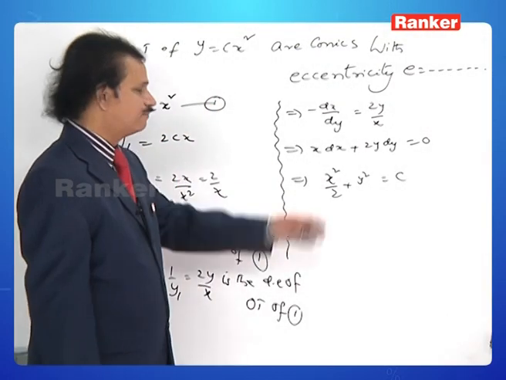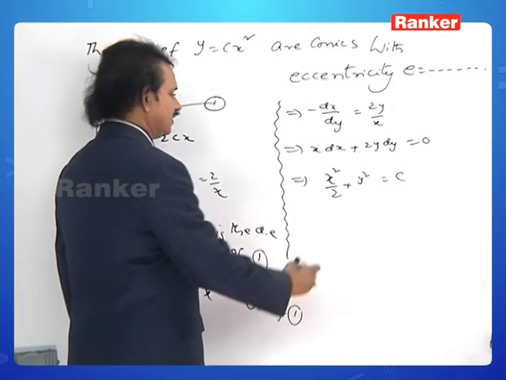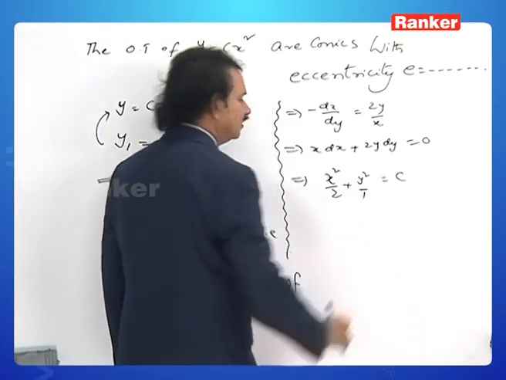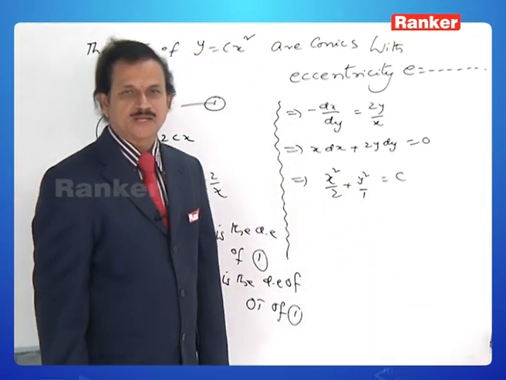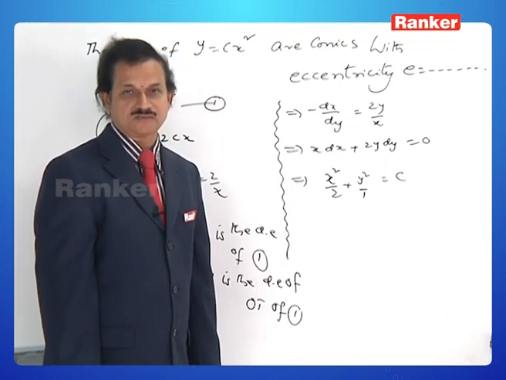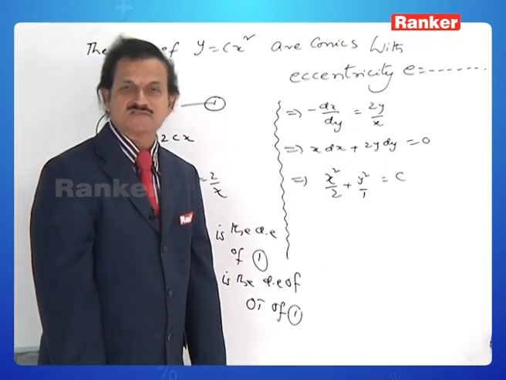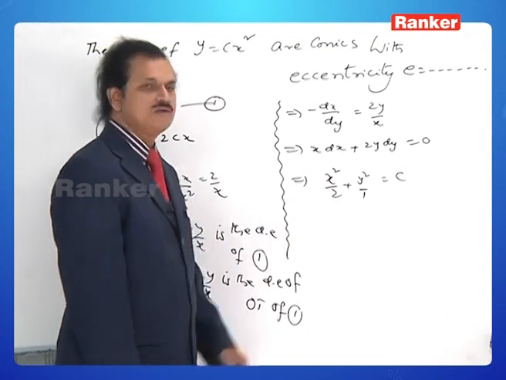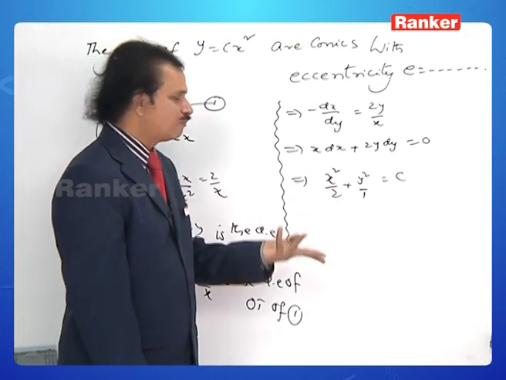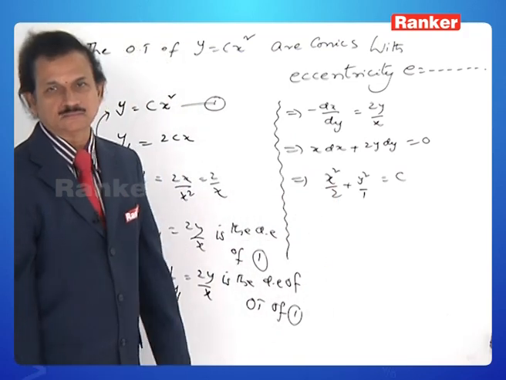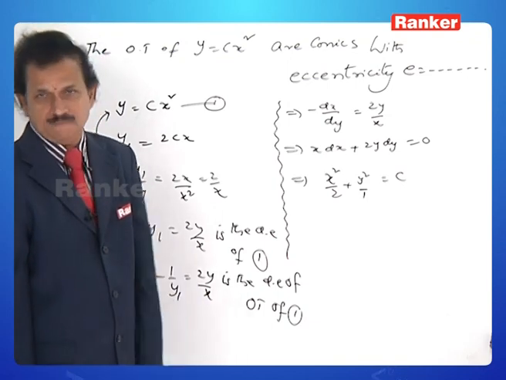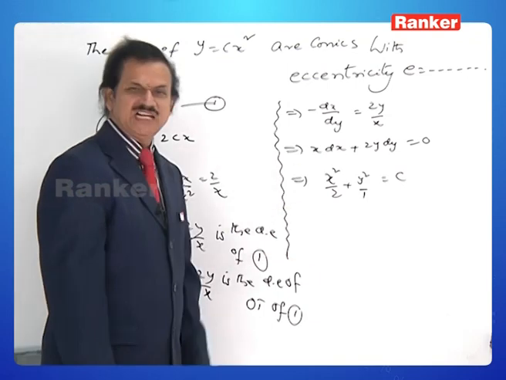This looks like an ellipse. x square by a square plus y square by b square is equal to 1. You see, it is a family of ellipses. The particular solution is x square by 2 plus y square by 1 is equal to 1. By taking c is equal to 1, you will be having an ellipse. So this is a family of ellipses.